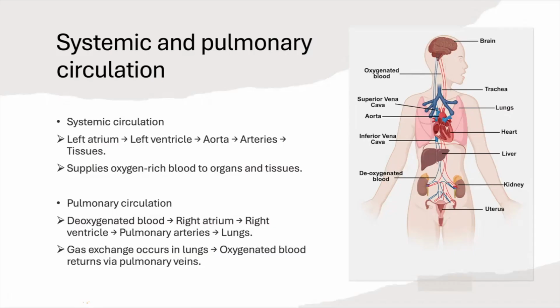So the gaseous exchange occurs in the lungs. Oxygenated blood returns via pulmonary veins. So this is a circle. After the lungs receive deoxygenated blood and the CO2 is eliminated, the oxygenated blood returns via pulmonary veins into the left atrium. So this goes in a rhythmic pattern so that the body is in a homeostatic state.